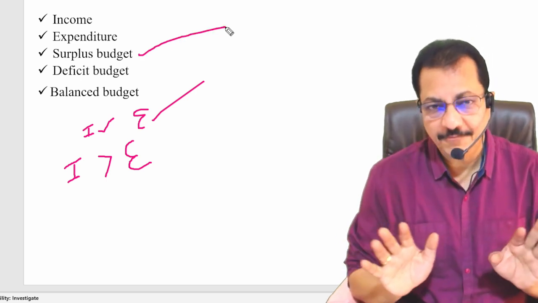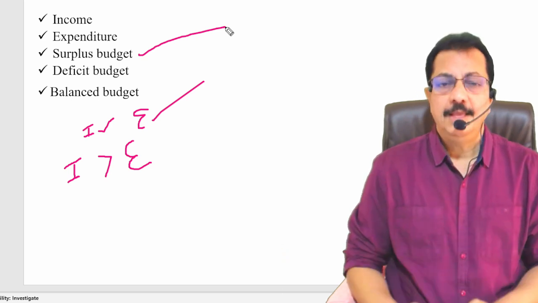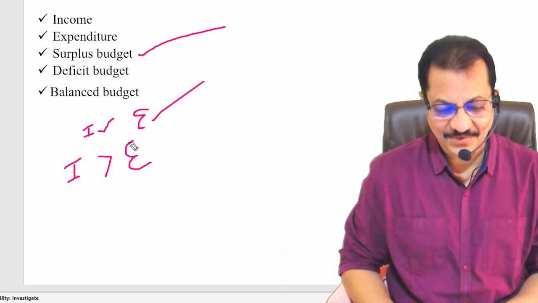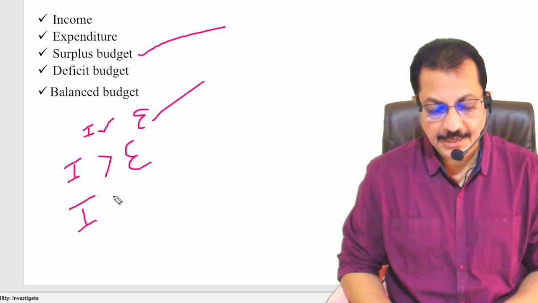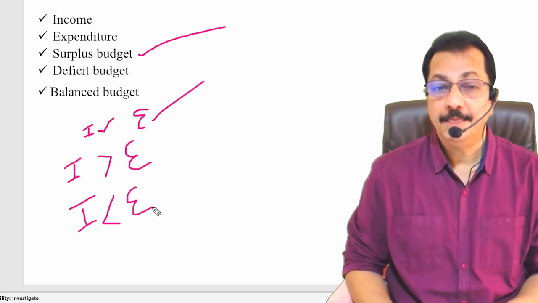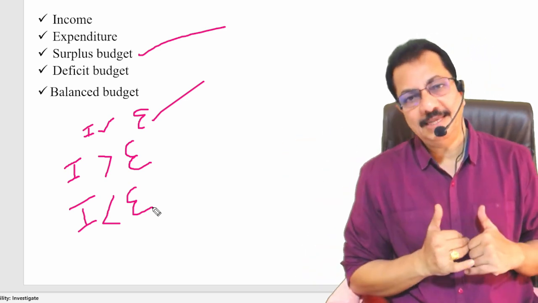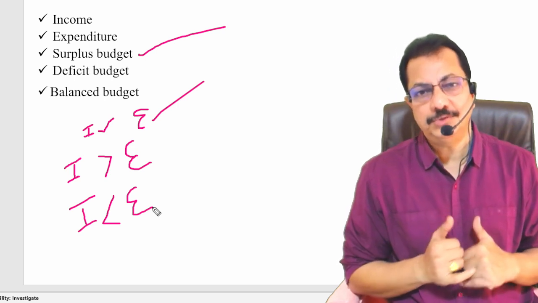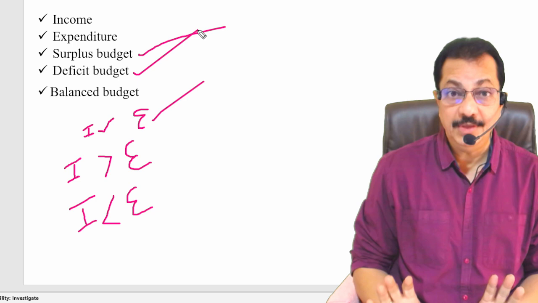Hope you got it, my dear friends. Very important. Next, most of the times what will happen, income is less than the expenditure. Income is less than the expenditure, right? So the government is spending more, but income is less, meaning government is at a loss, and that is called a deficit budget. Very important one.